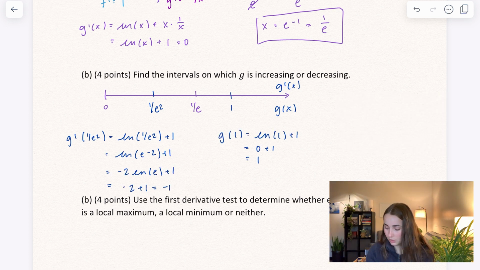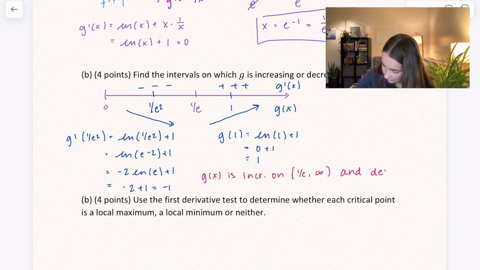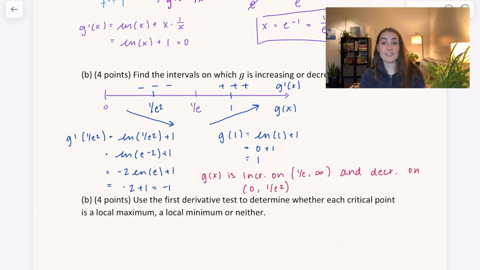Okay, so when I plugged in 1 over e squared, I got a negative value, which tells us our function is going to be decreasing. And then when I plugged in 1, I got a positive value, which tells us our function is increasing. So if I were to write this out all officially, we have, and there we have our solution.